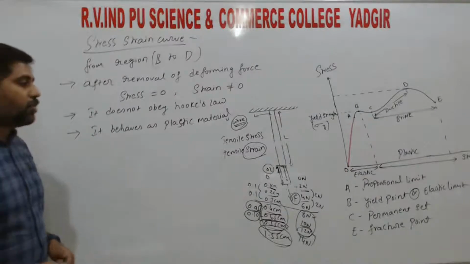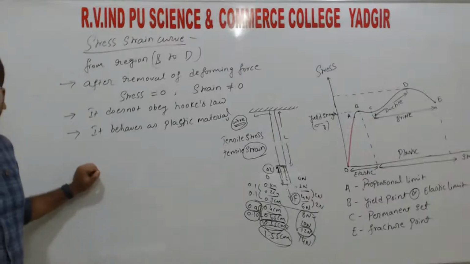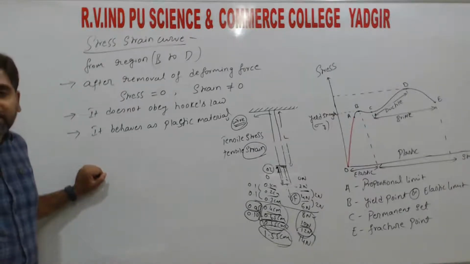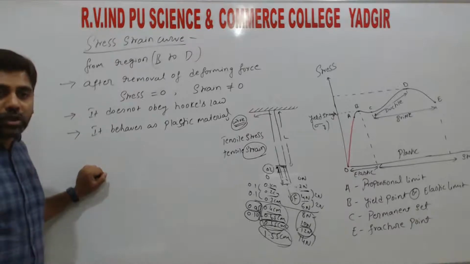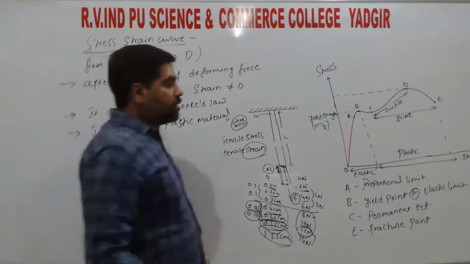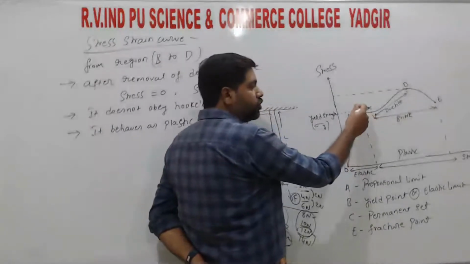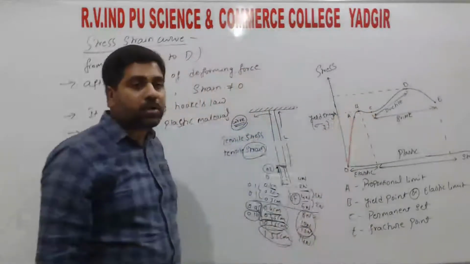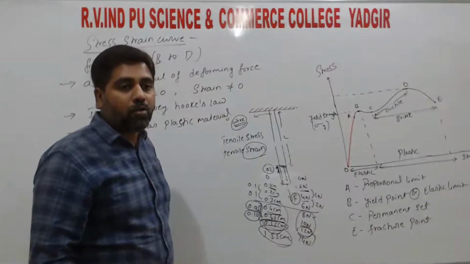So here some definitions are there. The first one is elastic limit. So what is elastic limit? Elastic limit is the maximum stress up to which the body obeys Hooke's law. So this is the limit up to which the maximum stress can be applied and it obeys Hooke's law.